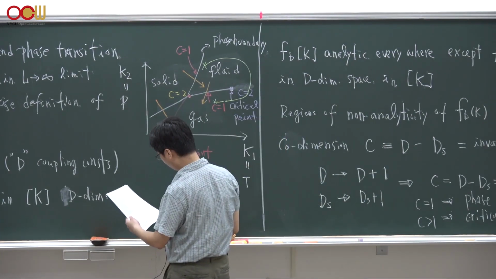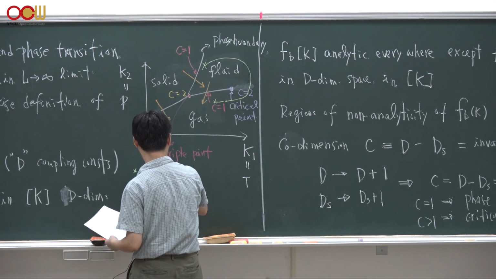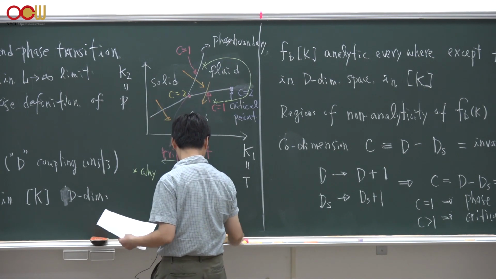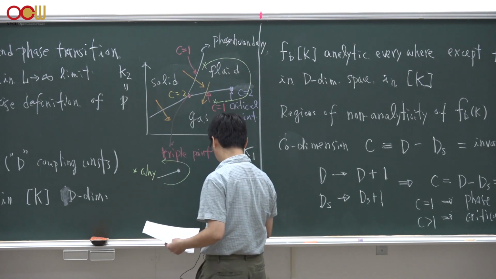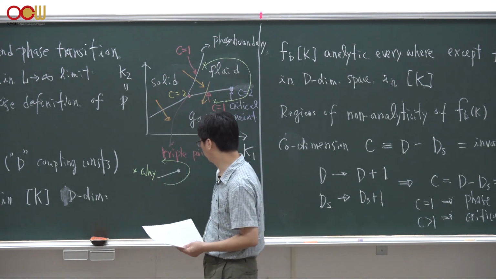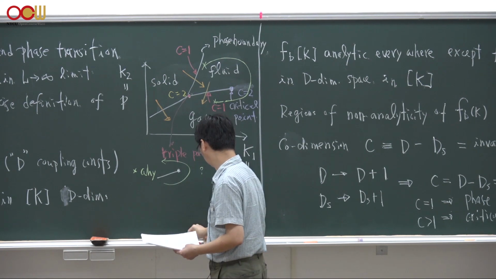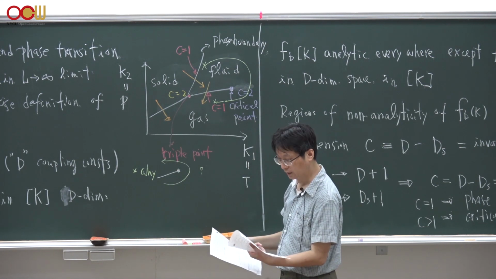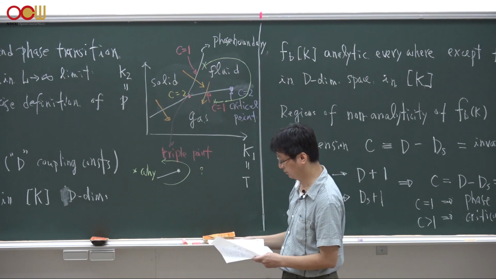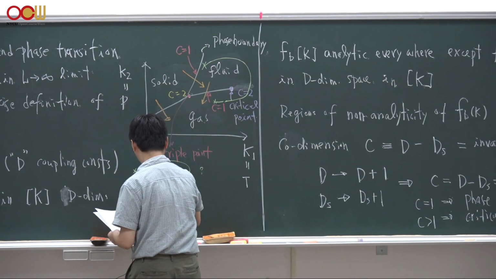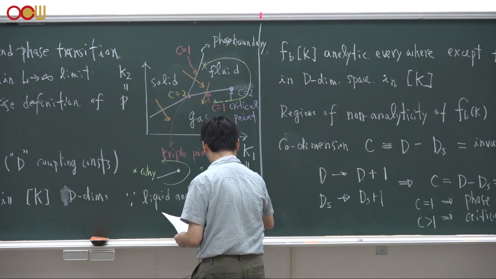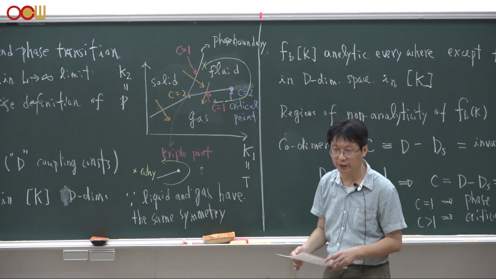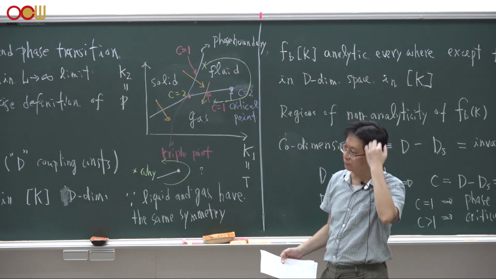So we can ask, why is that? Why can we have a detour without passing through this phase boundary? And we will see the reason later. The reason is that both the liquid and gas in this case share the same symmetry. Because the liquid and gas have the same symmetry, and oftentimes when we have a phase transition, we break some symmetry or we preserve some symmetry.